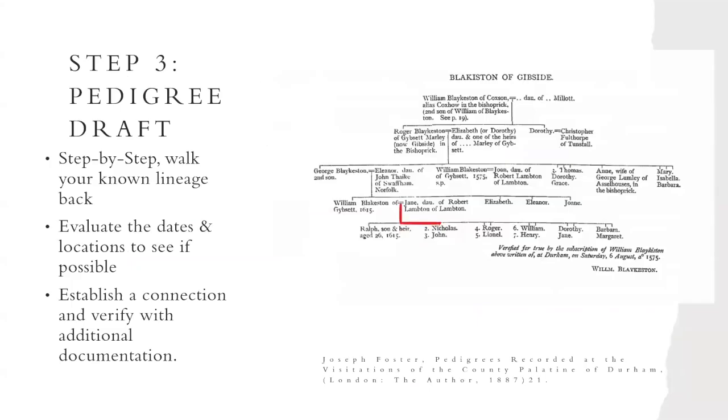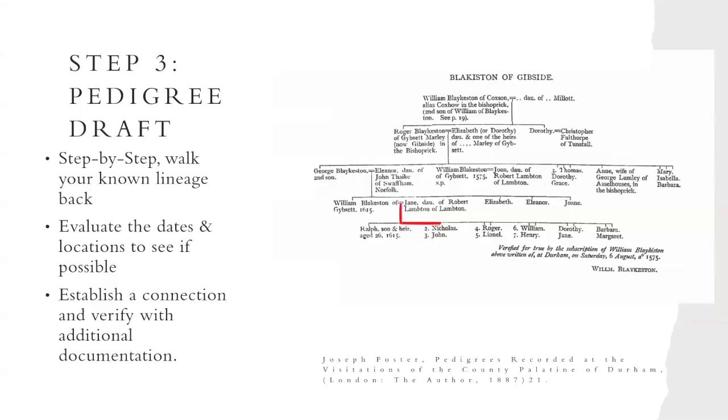For step 3, drafting your pedigree. Regardless of your preferred format, evaluate your pedigree to see if there are close connections to a bastard. Do it step by step for each generation. Make sure dates and locations work. Draft out your pedigree to see if it could connect to a bastard line. Make sure the math works for known dates and that known locations are possible. Verify the viability of names, dates, and places.